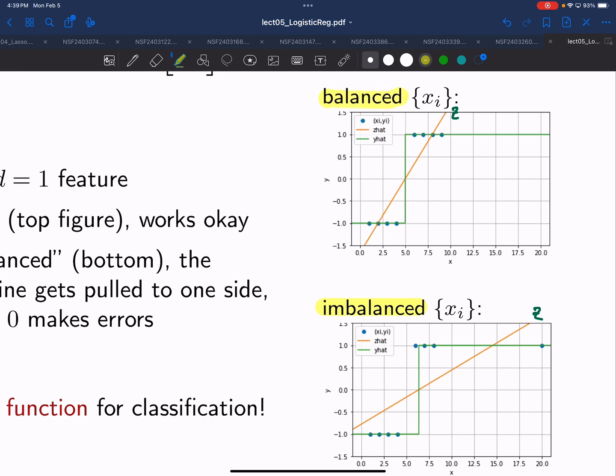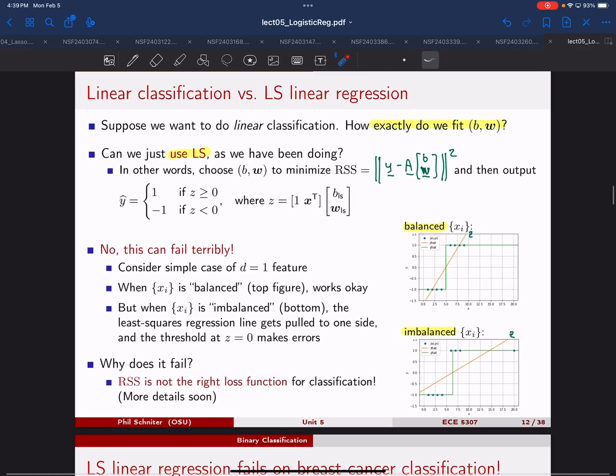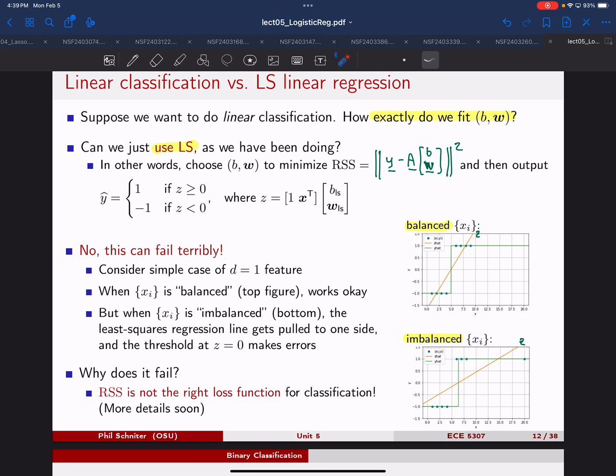When the data is nice and balanced, this least squares approach seems to work well. But when the data is imbalanced, in that these y equals 1 samples are spread out and these are clustered more closely, then there's some issue with what least squares is doing. And so we can trace this back to basically the choice of RSS. RSS is really not what we want to use.